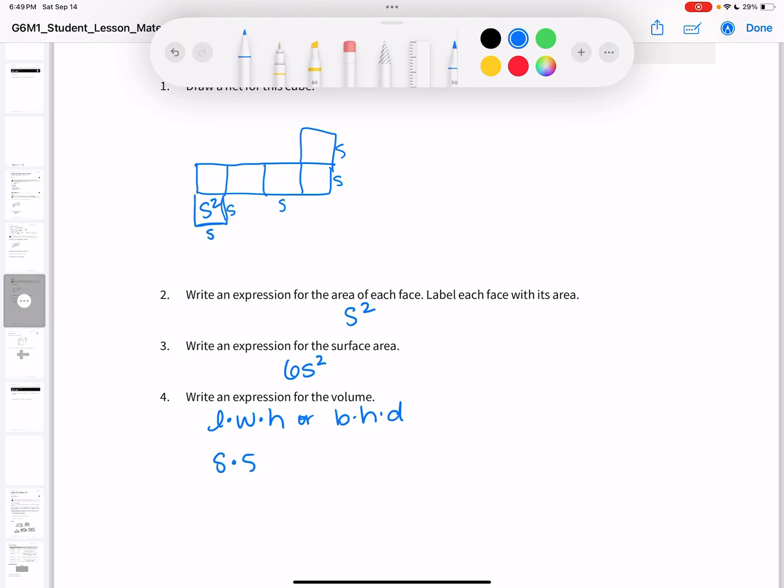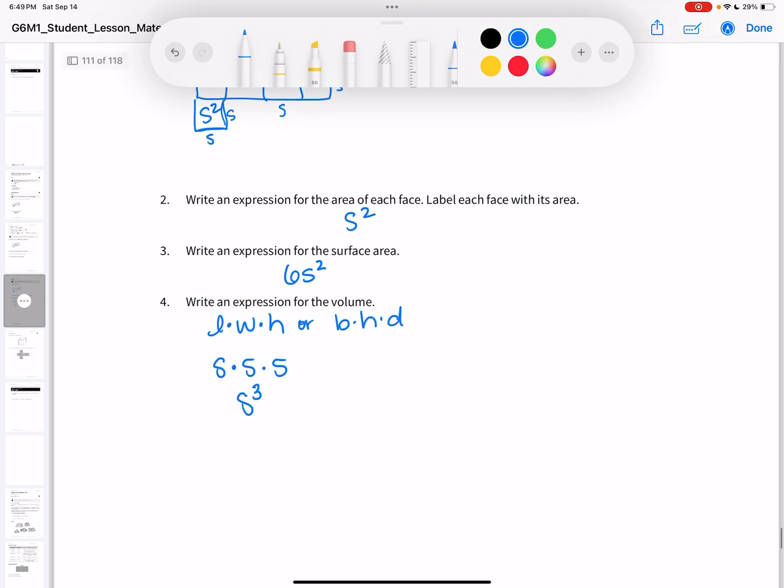Length times width times height. S times S times S, or S cubed. So the volume of a cube is S cubed. So if our side length is 4, that would be 4 times 4 times 4. 4 times 4 is 16. 16 times 4 is 64.